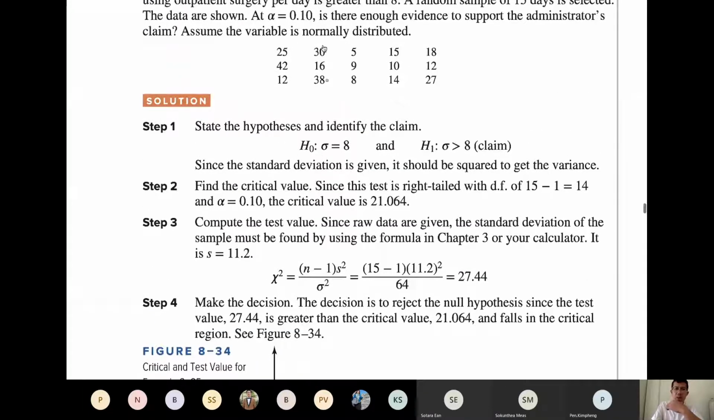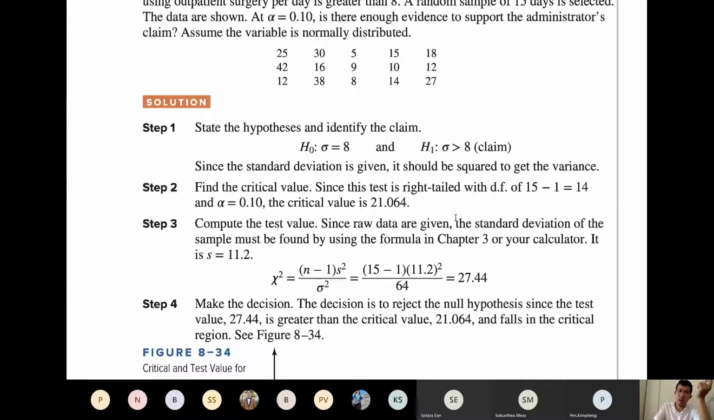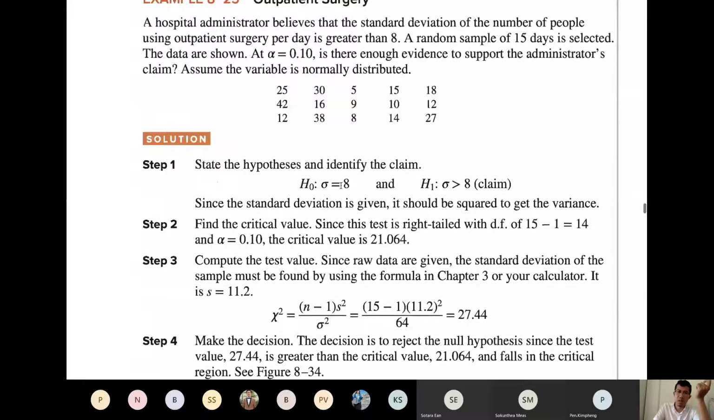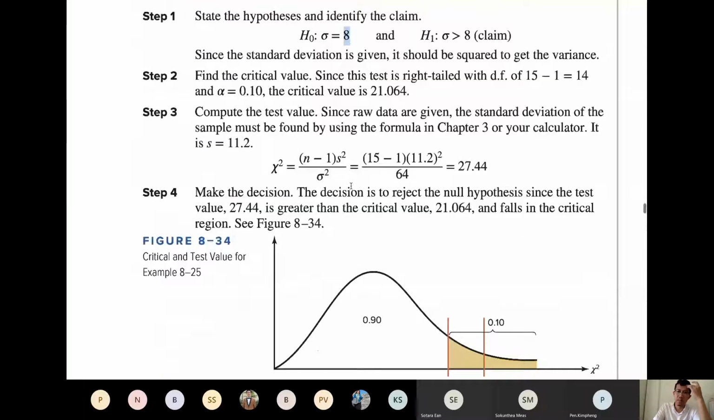Because this is a sample, if you compute the sample variance, you will obtain this, right? 11.2 squared. This is the sample standard deviation, 11.2, based on this data. Okay. And 64 is the square of 8, right? Because the sigma is originally claimed to be 8, right?